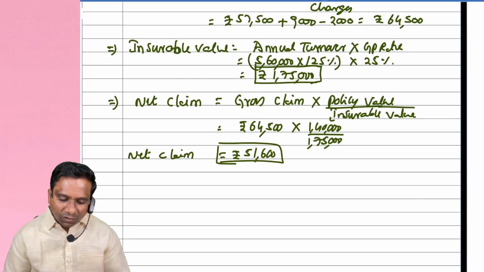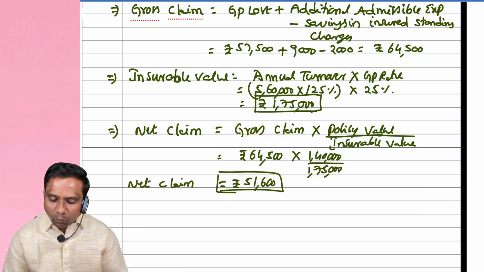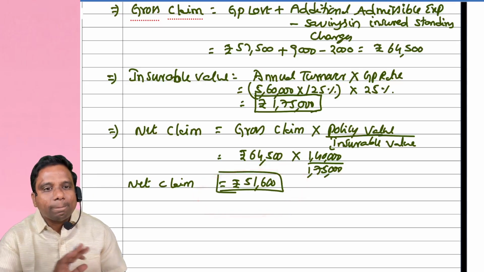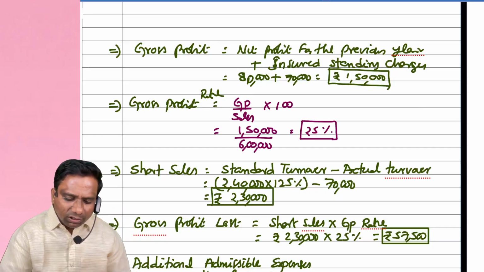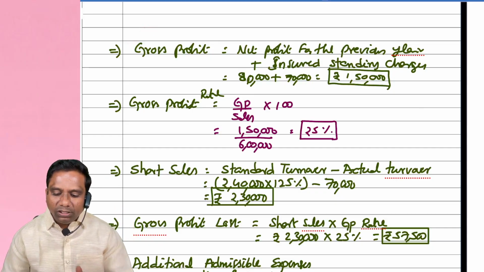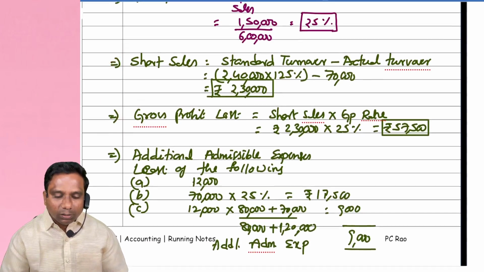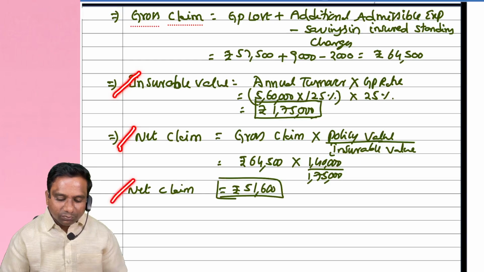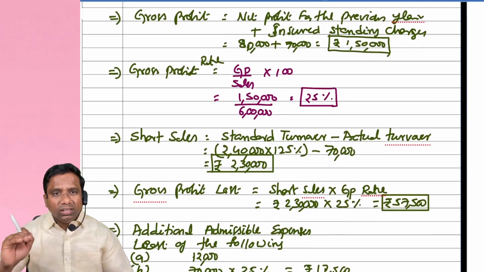Yes sir, perfect. So now the net claim is nothing but gross claim into policy value divided by insurable value. Gross claim is how much? 64,500 into policy value 140 divided by insurable value 175. We get net claim 51,600. Over. So just observe this data. However the data may be, first calculate gross profit: net profit plus insured standing charges. Gross profit rate, short sales, gross profit lost, admissible expenses. Next calculate gross claim, insurable value, net claim. However the data may be, identify the data which is required for calculation purpose.